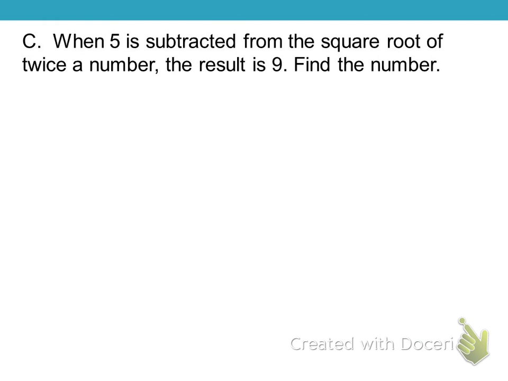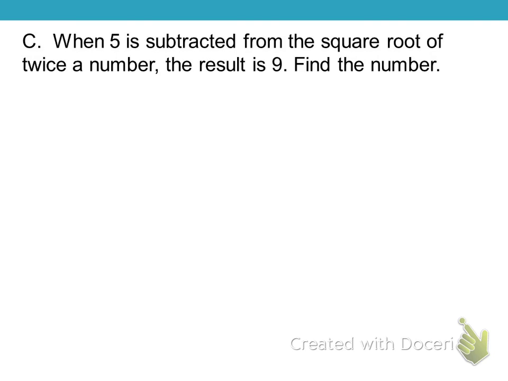All right, here's part C. When 5 is subtracted from the square root of twice a number, the result is 9. I always go right for that "is." Equals 9. I know that's going to be on the end. 5 is subtracted from the square root. So is 5 in the square root or not? No, it's not. So in the back, I'm going to have a minus 5.